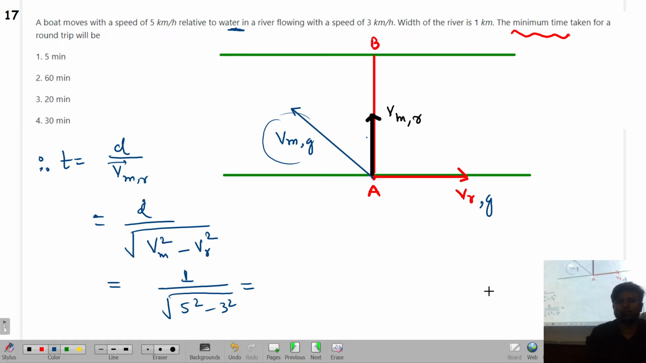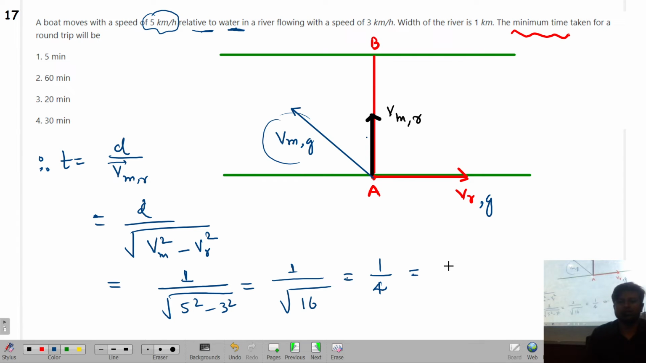Okay. Wait 1 minute. Wait. What is given? Relative to water. We calculate this. This is how much? Root over 25 minus 9. That is how much? 16.